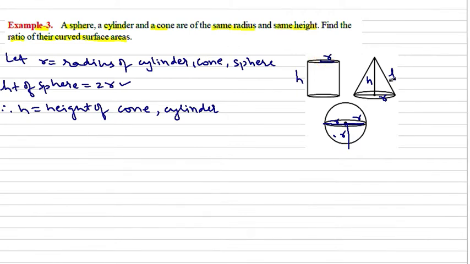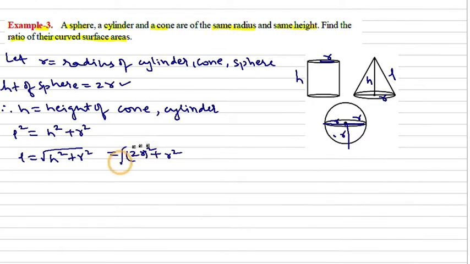Now here we are going to find the slant height, that is l square, hypotenuse square is equal to height square plus base square, then length is equal to square root of h square plus r square. Here in this cone also we can take the height equal to the diameter, that is 2 times r, plus radius square, whole square root, which is equal to square root of 5 r square. If you separate the square root of 5 and r square, that will become square root of 5 and r.